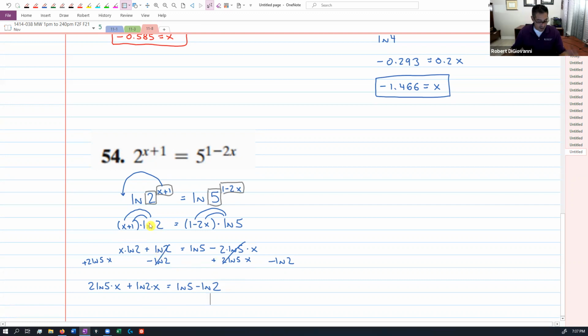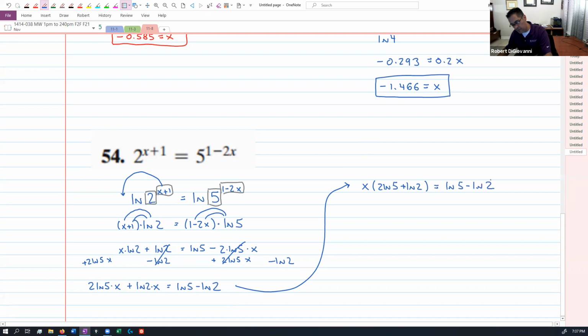I've distributed this number, some decimal, through here, and I've distributed this number, natural log 5, through here. I've moved all my x's to one side, everything that wasn't x to the other side. And the reason I did that is because on the left-hand side, I can factor an x out. So if I factor an x out, I'm left with 2 natural log 5 plus natural log 2, equals the right side, natural log 5 minus natural log 2.